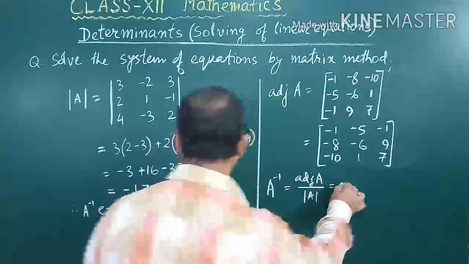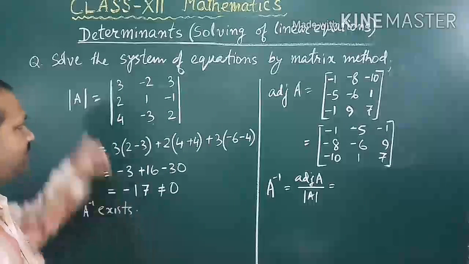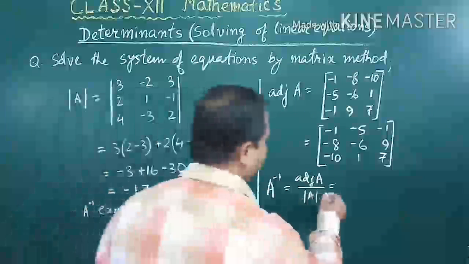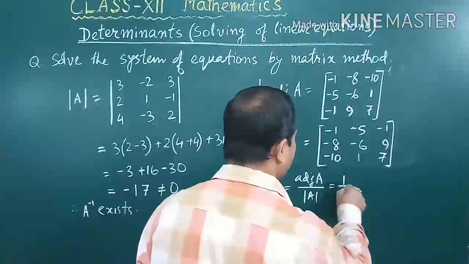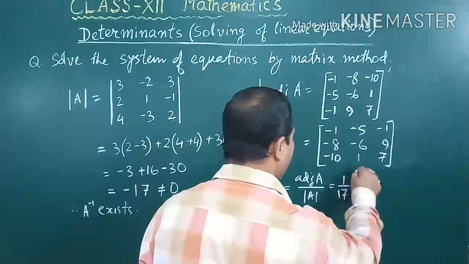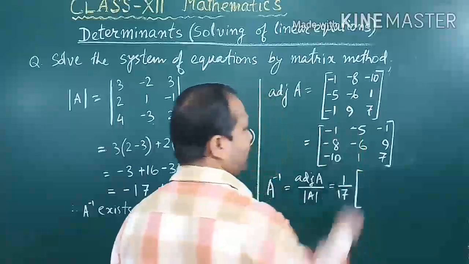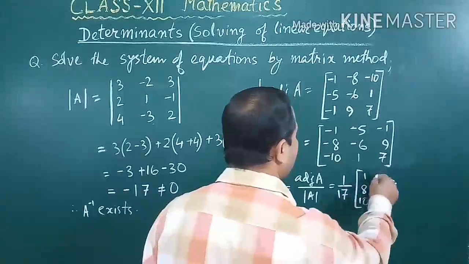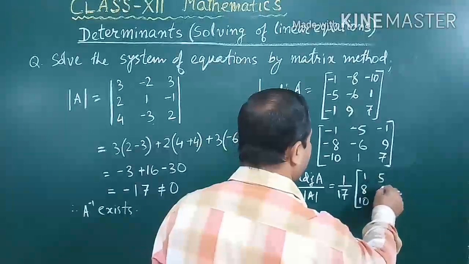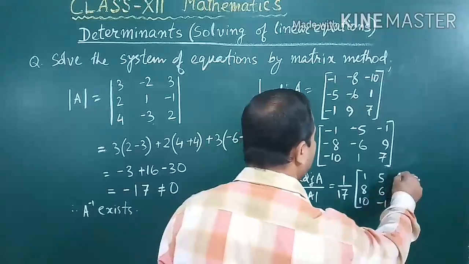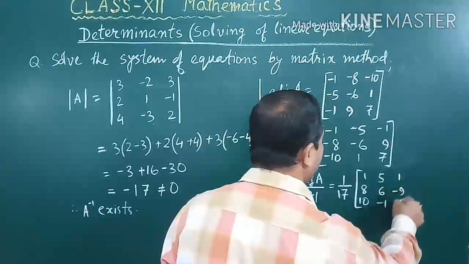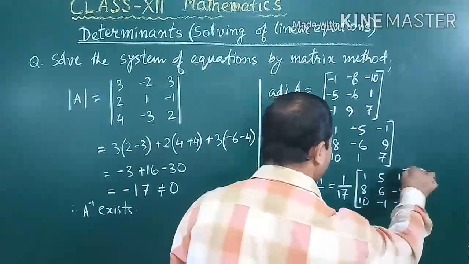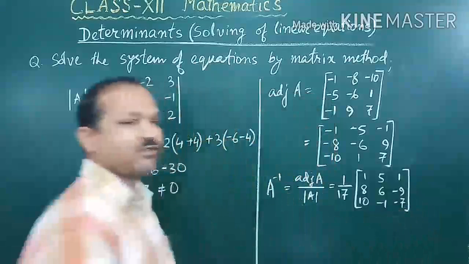So it is minus 17, the determinant of A, so minus 1 by 17, or you can write 1 by 17, and this minus sign will become positive, so it is 1, 8, 10, then 5, 6, minus 1, 1, minus 9, minus 7. So this is the A inverse we have found out.